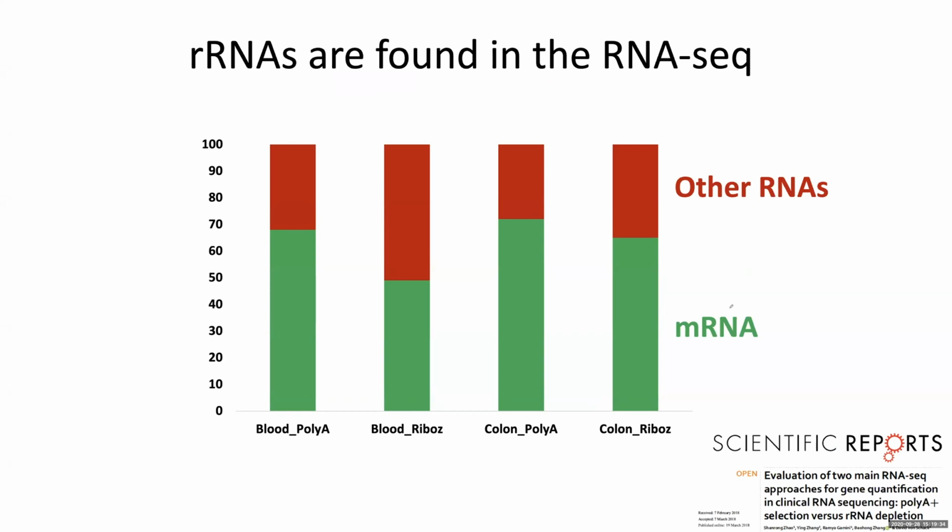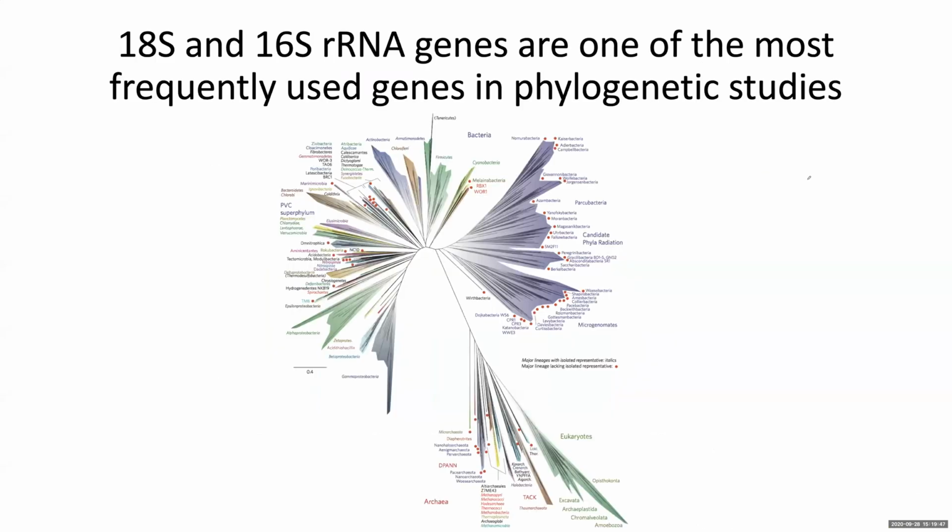Regardless of the way that you are preparing your library, you still get the mRNA, but you still also have other RNAs, including those ribosomal RNA in your data set. And as Dr. Erd mentioned earlier in the morning, those 16S ribosomal RNA are one of the methods to make the phylogenetic tree to see what those bacteria are and what the phyla of those bacteria are.